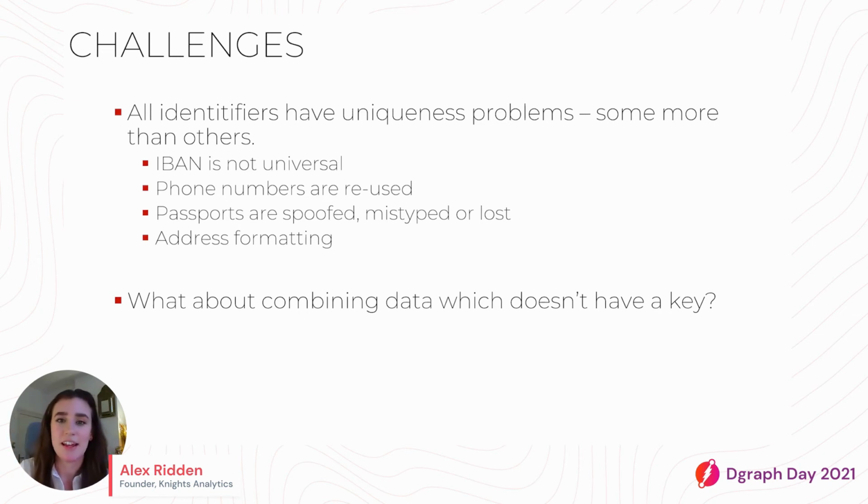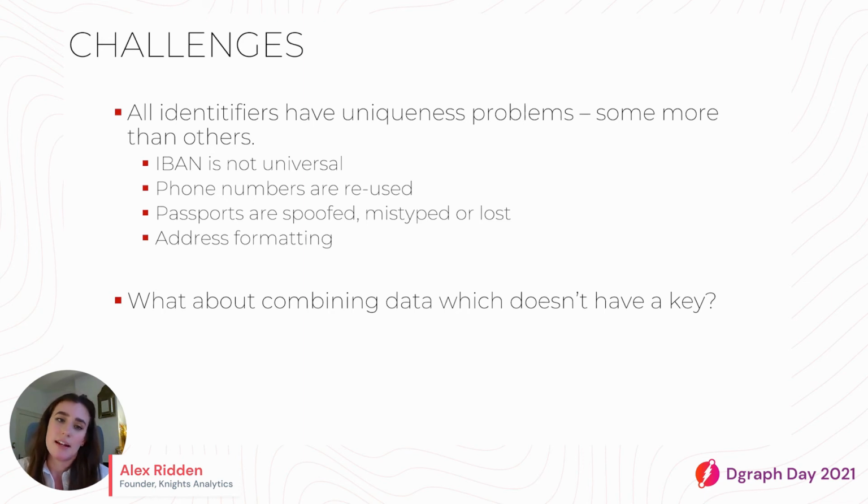But as you can imagine, as well as just human error, there's all sorts of other errors. So IBANs are not universal, even though within Europe we consider them quite unique. And phone numbers get reused. And of course, you've got country codes. Address formatting is a very challenging topic that many people have spent many years trying to solve. And there's great solutions for all of these things. There's all sorts of resolution options available.